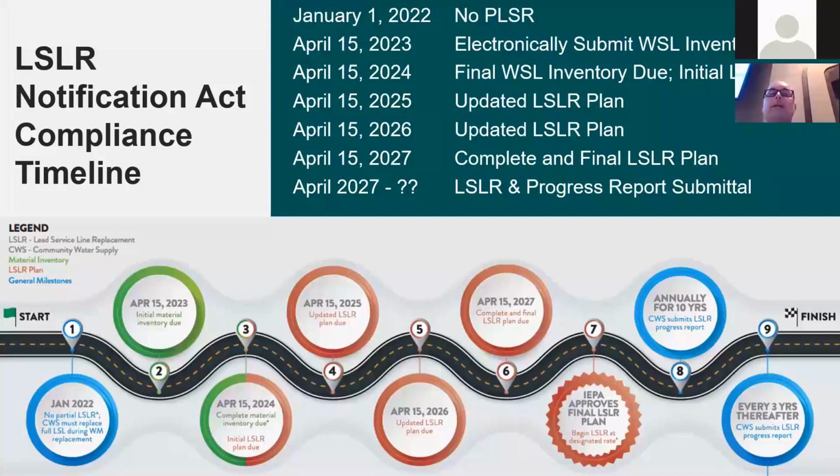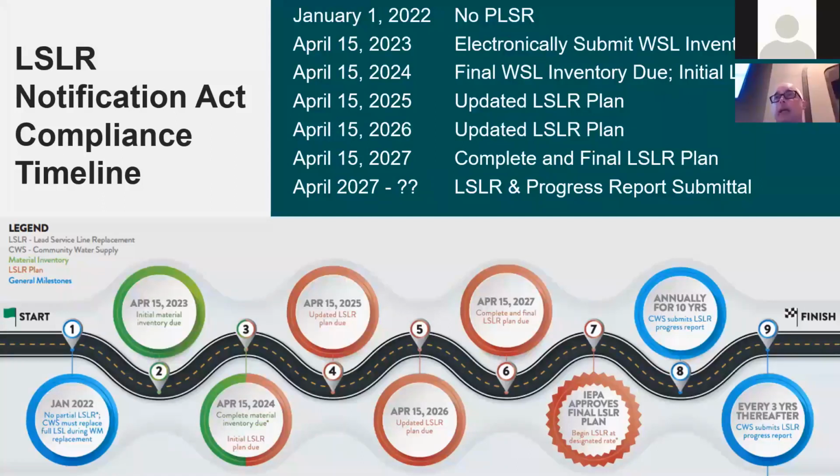2024 is when your final inventory is due. So that's when you really should have all your unknowns taken care of, and you understand what is lead and what's copper, what's other materials. 2024, that's when you're going to start your initial lead service line replacement plan as well, to develop that. And then you've got 3 more years. 2027 is when that plan is completed. So that's when it's done.